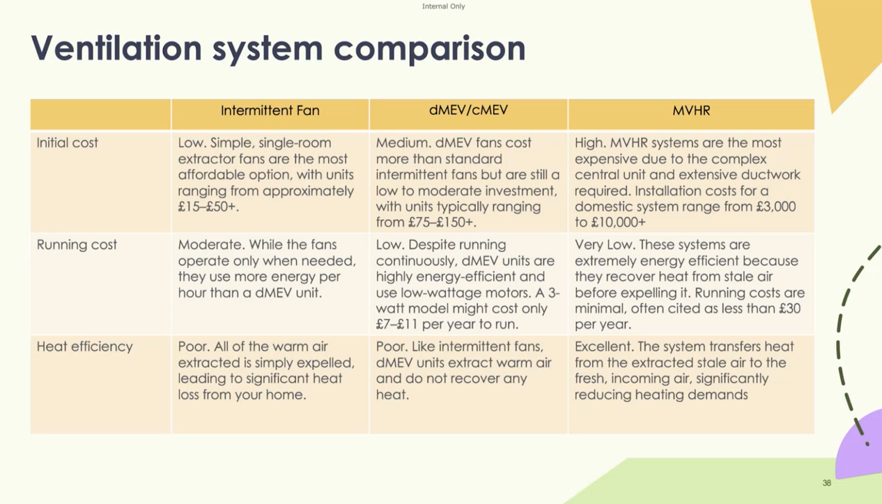And these systems have very low running costs. So even an MVHR, you can see there, has £30 per year. But the installation costs of an MVHR are significant, between around £3,000 to £10,000, depending on the size of the property. So quite a significant variety in costs here. Heat efficiency of intermittent fans and DMEVs, you don't have a heat efficiency because it's not recovering that heat. They're not designed that way, they are just extract only. Whereas obviously an MVHR has excellent heat efficiency and it exchanges heat from that stale air to the fresh incoming air.